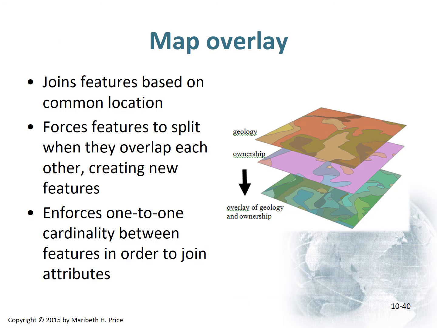Map overlay. It's kind of like a souped up join. It joins features based on common location, forces features to split, effectively generating and enforcing a one-to-one cardinality between features that allows all the attributes to be joined.